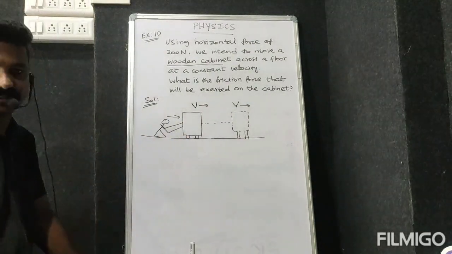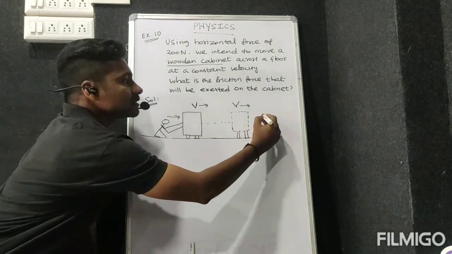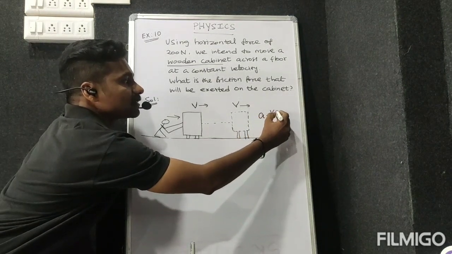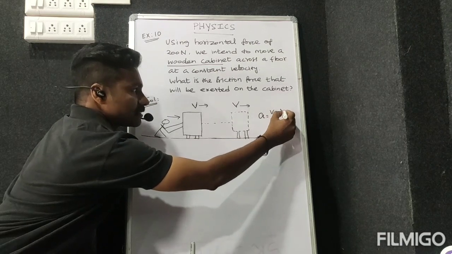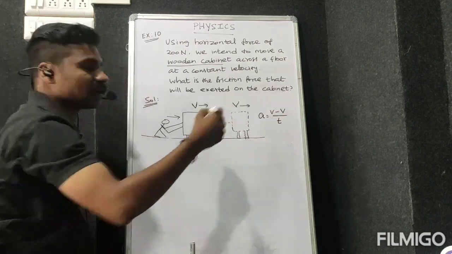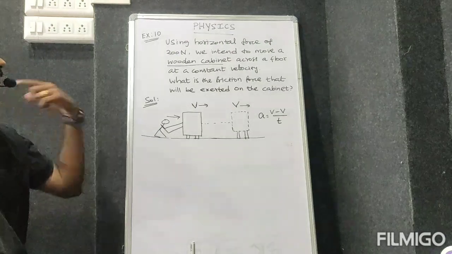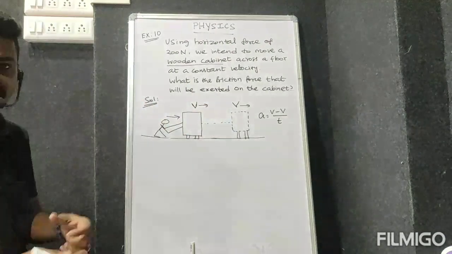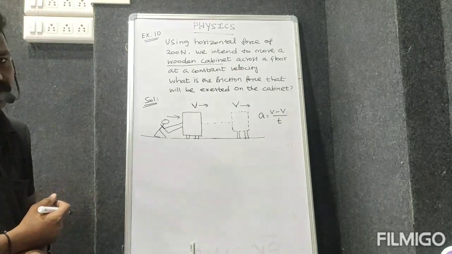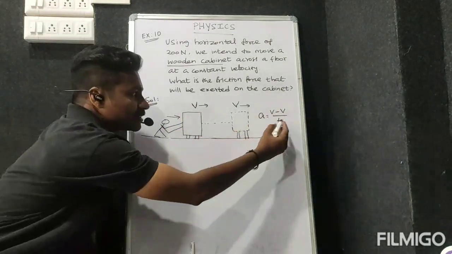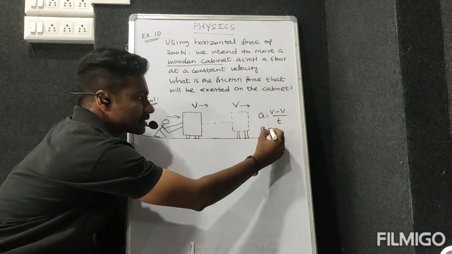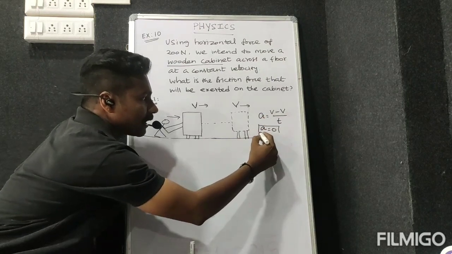So what is the acceleration here? The acceleration formula, you know, is the change in velocity: final velocity minus initial velocity, divided by time. Initial velocity is v and final velocity is also v, because it is constant velocity. So v minus v is 0, and 0 divided by anything is 0. So the acceleration of the wooden cabinet is 0.